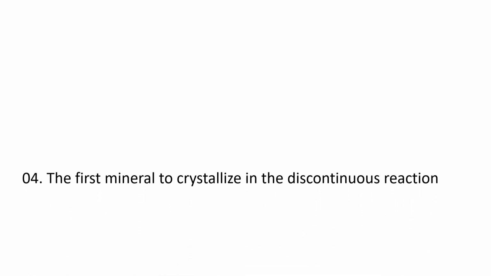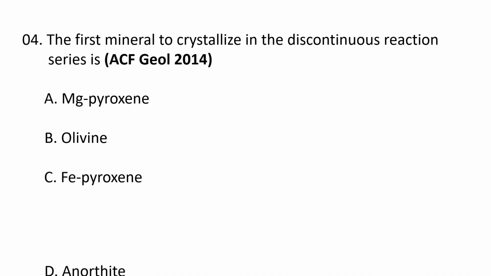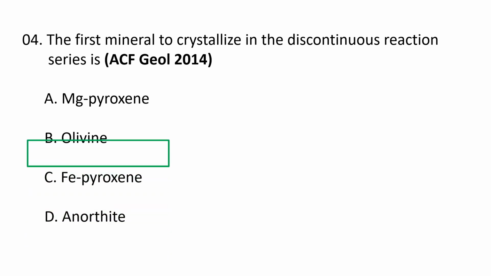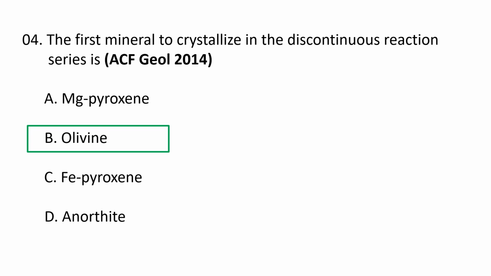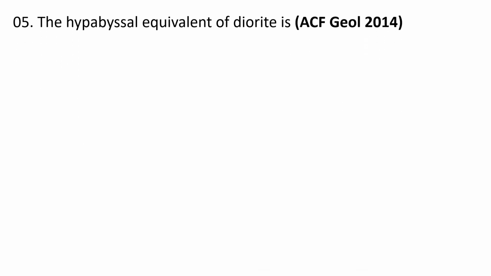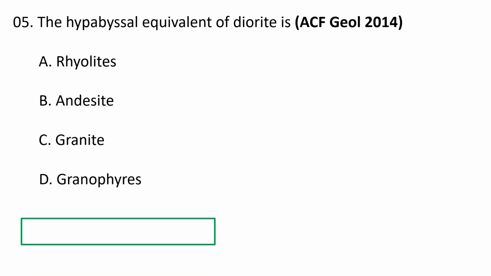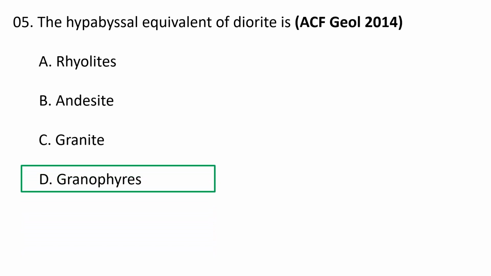Next question. The first mineral to crystallize in the discontinuous reaction series is: A. Magnesium pyroxene, B. Olivine, C. Iron pyroxene, D. Anorthite. The first mineral to crystallize in the discontinuous reaction series is olivine. B, Olivine, is the correct one. Next question. The hypabyssal equivalent of diorite is: A. Rhyolites, B. Andesite, C. Granite, and D. Granophyres. The hypabyssal equivalent of diorite is granophyres. D is the correct option.